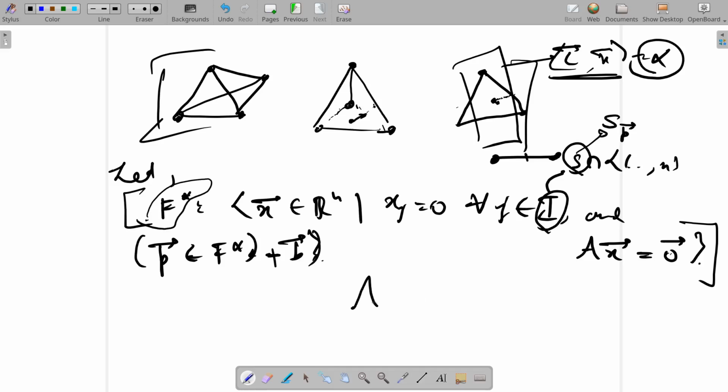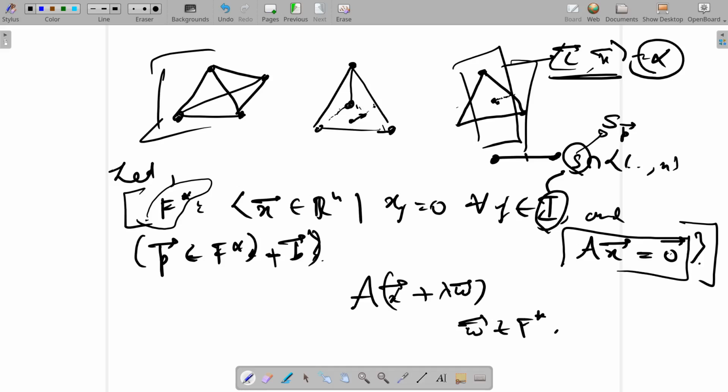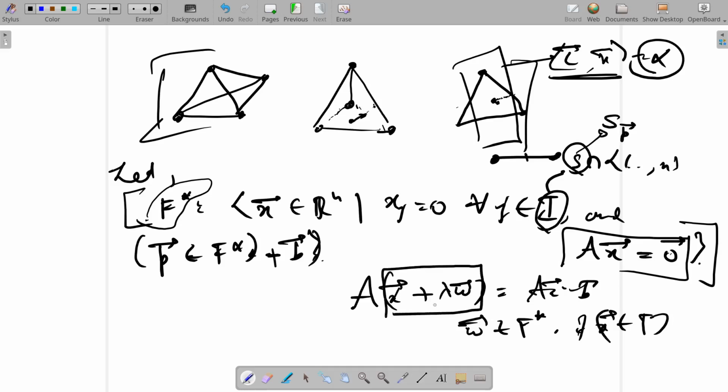The reason is because if I do something like this, A(x plus lambda w), where w belongs to f star, what happens? Because Aw is 0 from this equation, then A(x plus lambda w) is nothing but Ax, which is equal to b if x is in F. Then the question becomes whether x plus lambda w is in the feasible region or not. And when I'm writing x plus lambda w, I'm talking about perturbations of x in the direction of w.